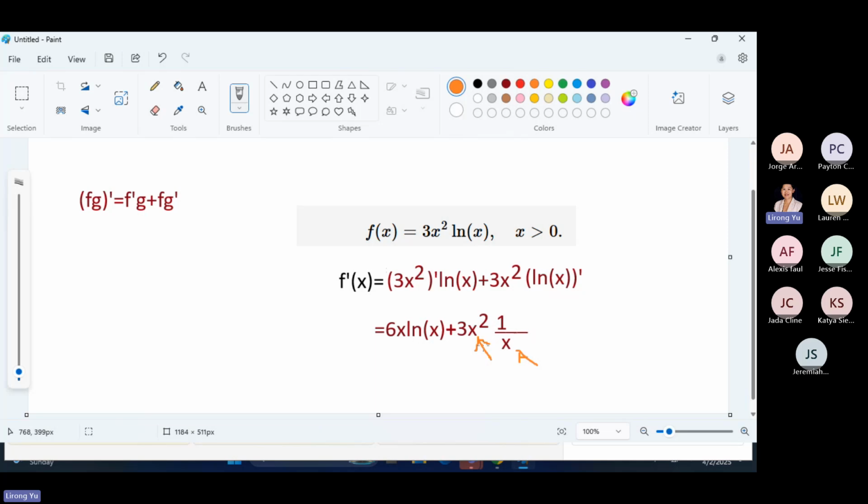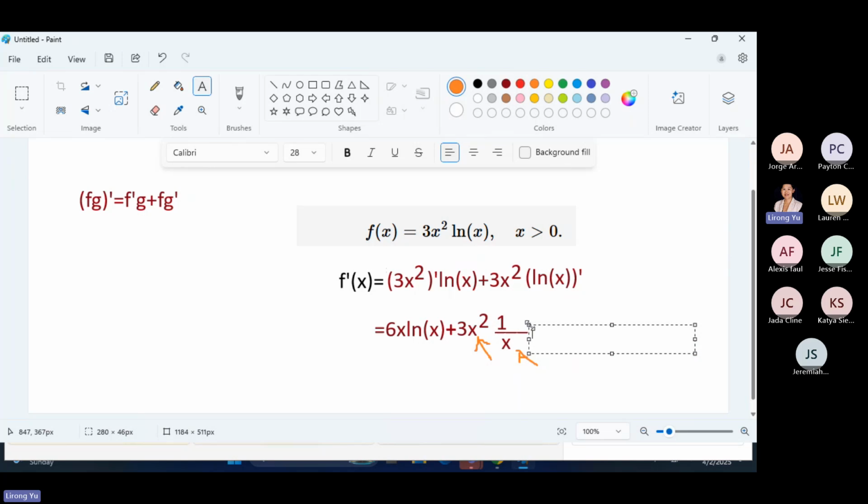Are we okay? Right, so we would set it equal to 0. No, not yet. Let's finish the computation. Let's simplify it. The first derivative is 6x natural log of x plus 3x, because the x's cancel with each other. Any questions so far?